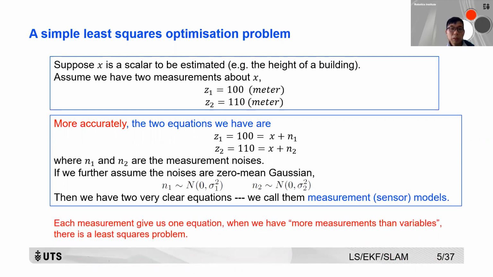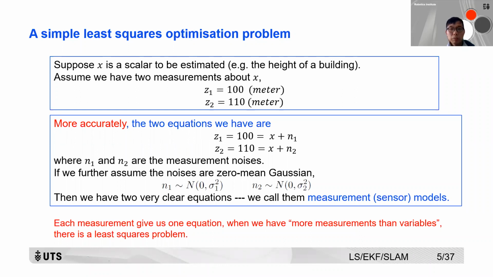In other words, each measurement gives us one equation. And when we have more measurements than variables, then there's a least square problem. In this case, we have two measurements, each measurement has some noise, and we have only one variable. So this is a least square problem.